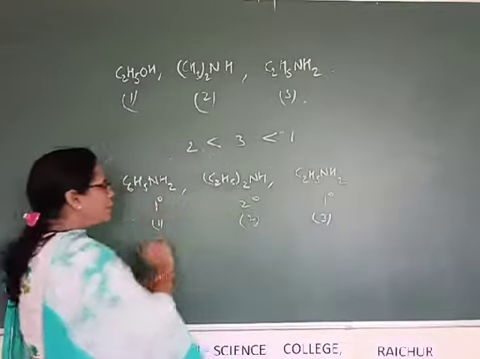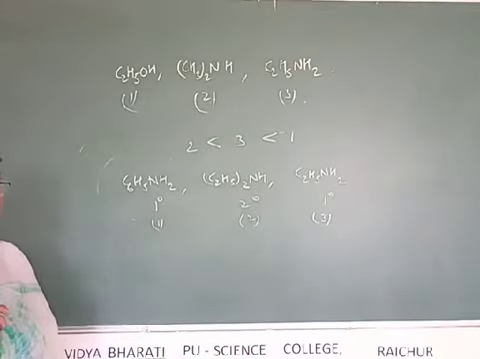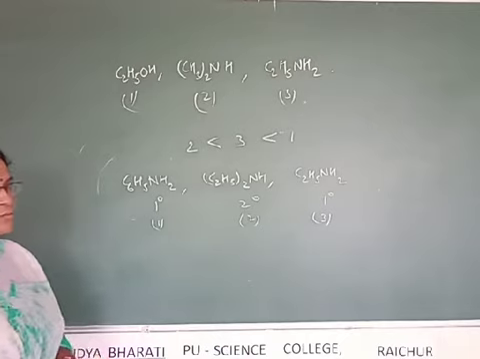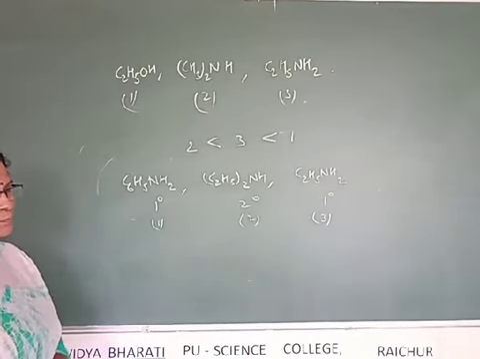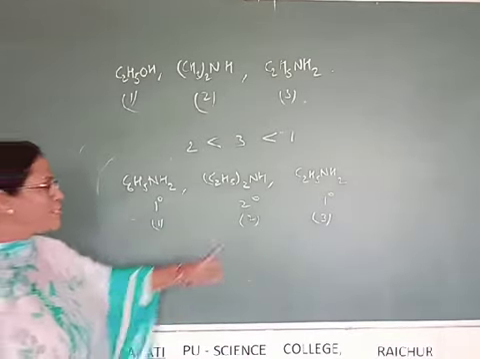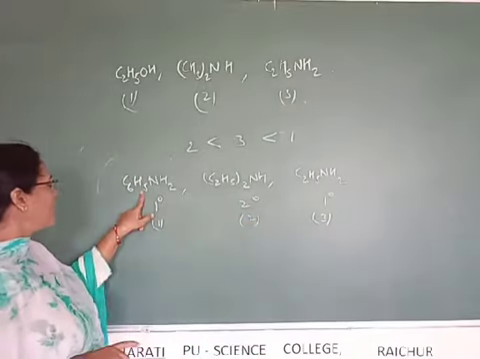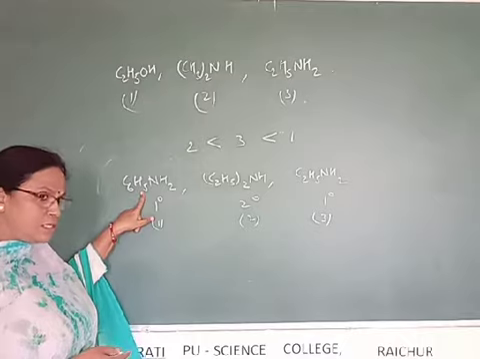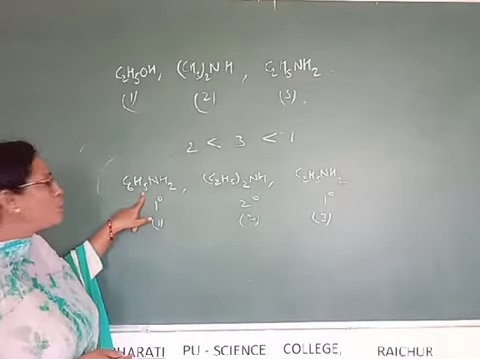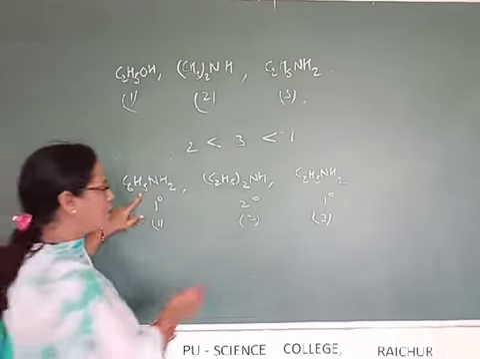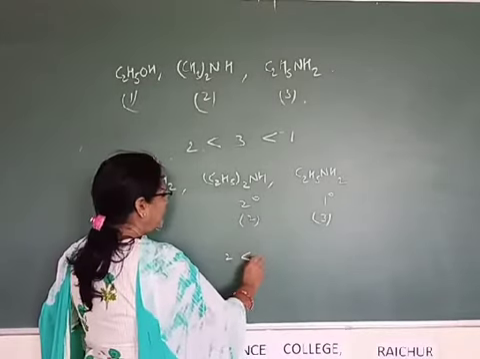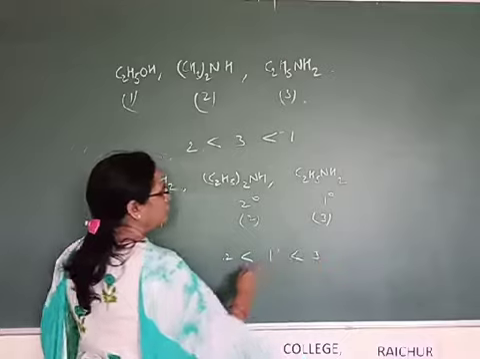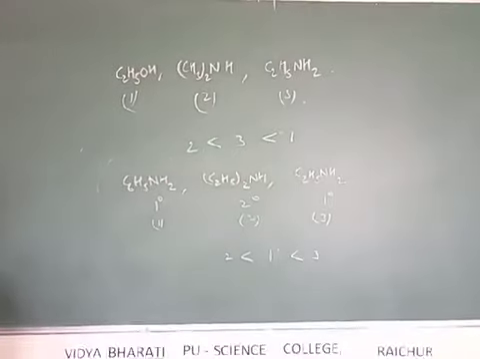Now these two are primary amines and they will have more extent of hydrogen bonding. Out of these two, which will have more hydrogen bonding? This one. Why? Because here bulky benzene ring is present, therefore it will hinder. Steric hindrance will be caused, therefore extent of hydrogen bonding will be lesser here. So secondary, then aniline, and then ethylamine. This will be the order.